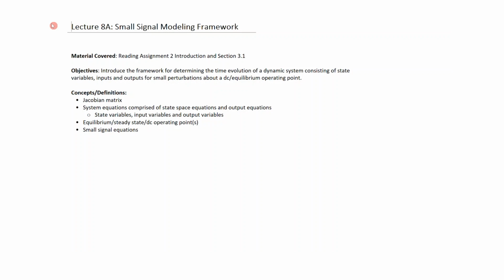The concepts and definitions developed throughout this particular teaching module include the Jacobian matrix, what we mean by system equations, which are comprised of state space equations and output equations. And then these equations themselves consist of state variables, input variables, and output variables.